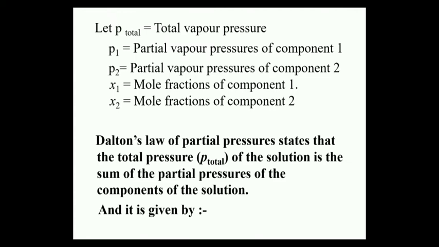And we have to consider here, let us consider P total as the total vapor pressure at this stage, P1 as the partial vapor pressure of component 1, P2 as the partial vapor pressure of component 2, and X1 and X2 as the mole fractions of component 1 and component 2. Okay, so P total is nothing but the total vapor pressure formed at this stage, and P1 and P2 are the partial vapor pressures of component 1 and 2.